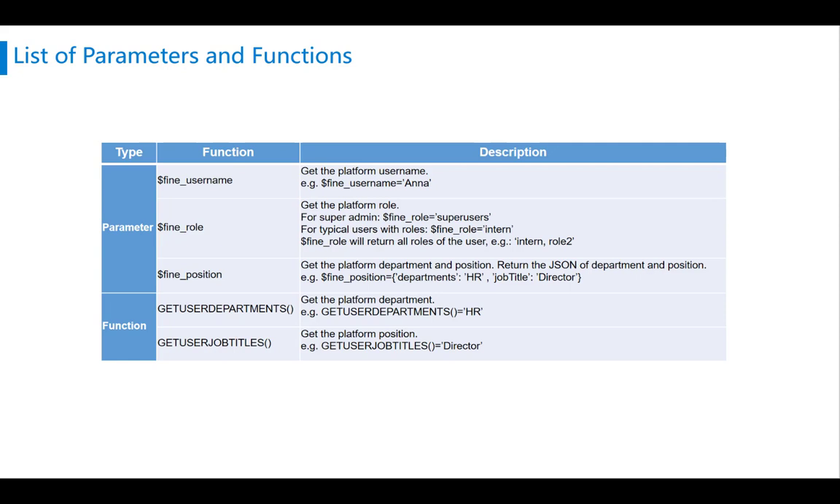For the functions, the first function is get user departments, which gets the platform department. For example, get user department equal HR. The second function is get user job titles, which gets the platform position. For example, get user job titles equal to director.